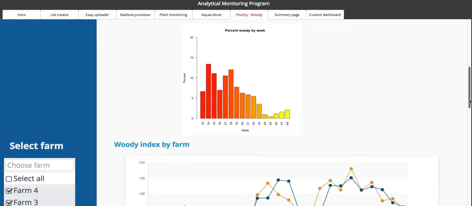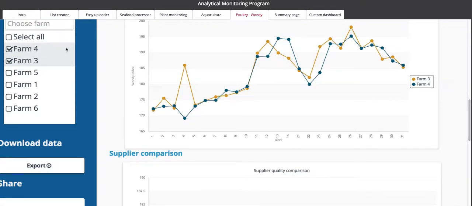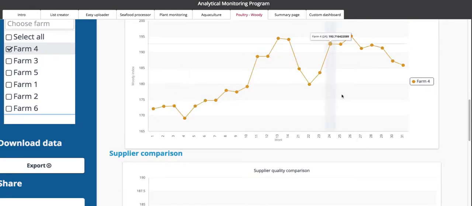If you have different farms, you can select farms over on the left-hand side, and then you can see how one farm is doing compared to another farm. And we can take one away, and we can see just how farm 4 is doing. And so this allows you to look at individual suppliers or farms.